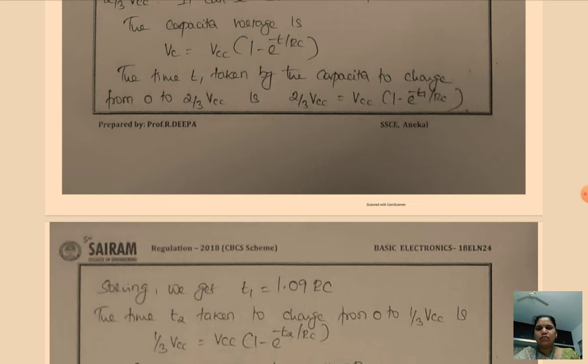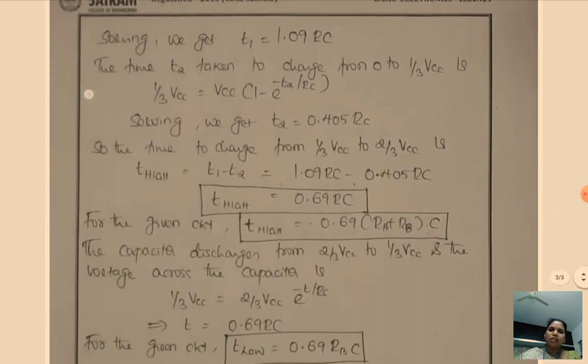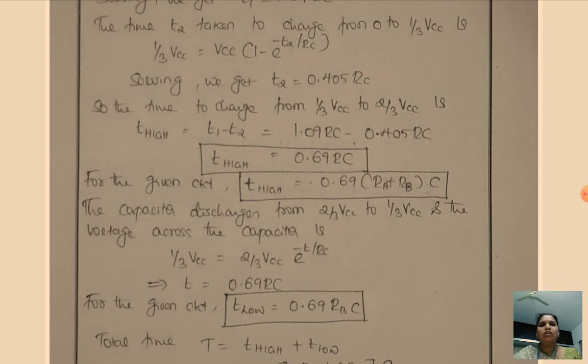Let us assume T1 is the time taken by the capacitor to charge from 0 volt to 2/3 of VCC. Then VC can be equated to 2/3 VCC, and solving this equation you will get T1 is equal to 1.09 RC. Let us again assume T2 is the time taken to charge from 0 to 1/3 VCC. So equate VC to 1/3 VCC and calculate T2. We get the equation for T2 as 0.405 R into C.